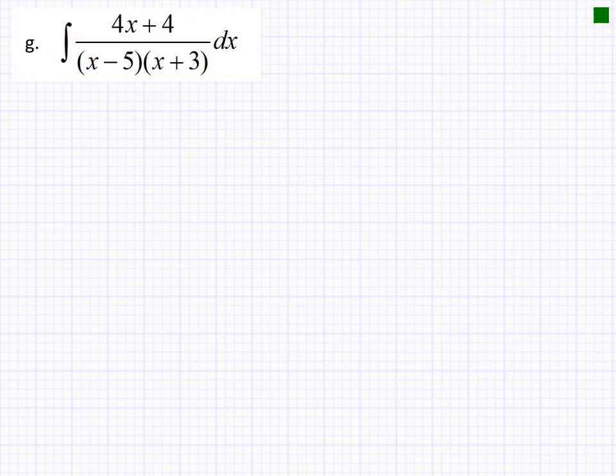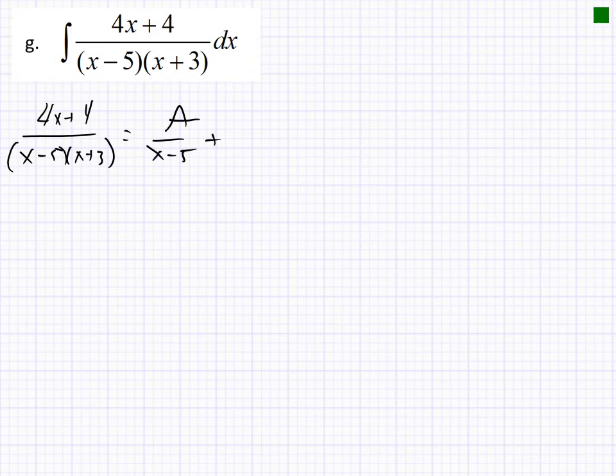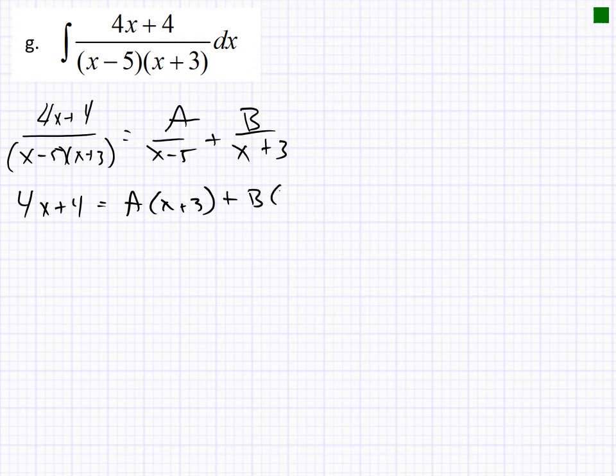Okay, here we're going to do partial fraction decomposition. So the idea is we have this 4x plus 4 over x minus 5 times x plus 3 equals a over x minus 5 plus b over x plus 3. And so 4x plus 4 equals a times x plus 3 plus b times x minus 5.